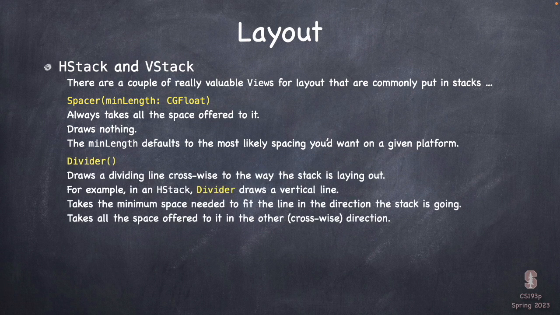And the other one that we haven't seen is divider. Similar to spacer in that it uses all its space in the crosswise direction, but uses minimal space in the direction you're going, right? Horizontal stack, minimal space, and it draws a little gray dividing line. And the divider it draws is kind of platform dependent. On a Mac, it might look a little different than on iOS. Maybe on an Apple Watch, it looks a little different. But those two things, spacers and dividers, you'll be using those in HStacks and VStacks to group your stuff and separate them and all that.